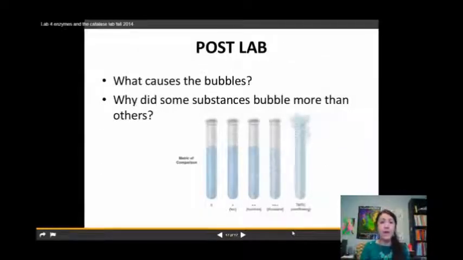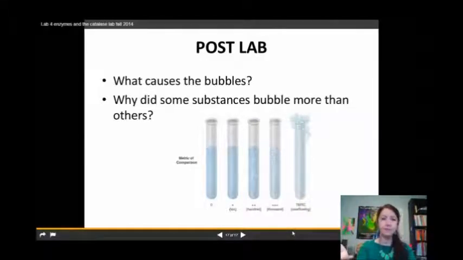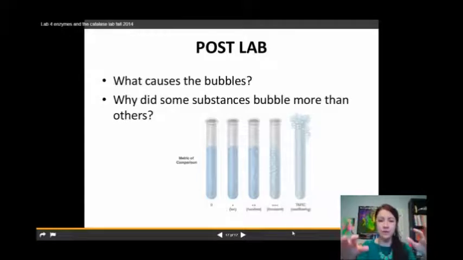And so after lab, you're going to be asked to answer some questions like, what is causing the bubbling to occur? Or why did some substances bubble more than others? And we're going to be using a scientific metric of comparison.